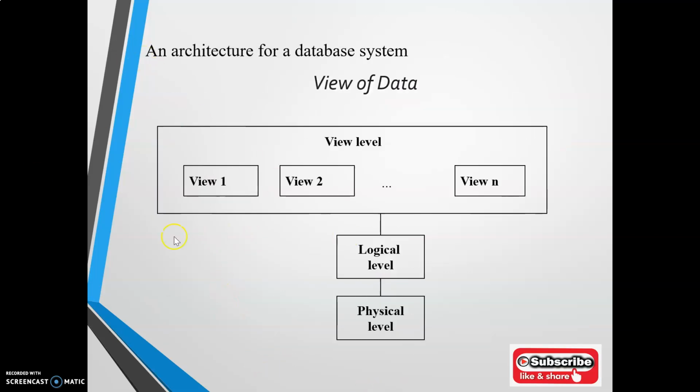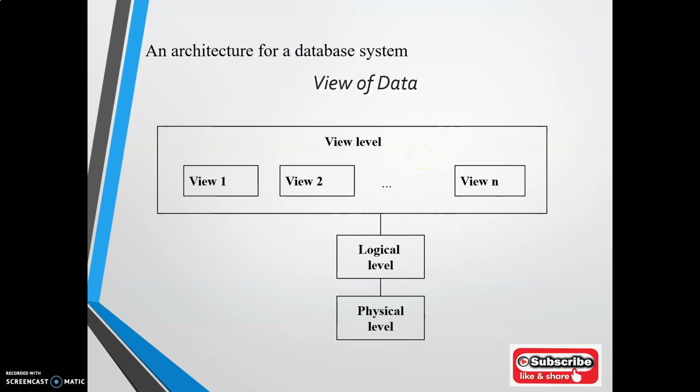So this is an architecture for the database system which talks about three different levels. The physical level is at the bottom, the lowest level, which talks about how data is stored. The logical level is in the middle, which talks about what data is stored, and the view level has a number of views. View 1, view 2, likewise we will have a number of views at the topmost layer, which is the highest level of data abstraction.